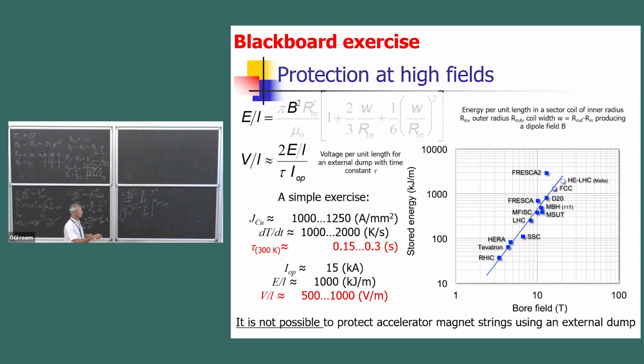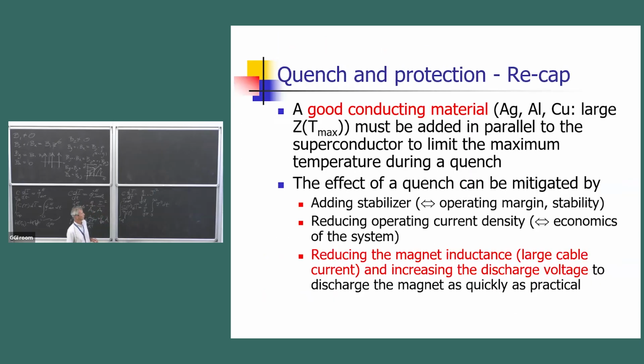And that explains why it is not possible to protect accelerator magnet strings using an external dump. That's why we use heaters. That's why we need to make sure that the whole process happens homogeneously, so that we dump the energy inside the coil. So, recap on quench and protection.